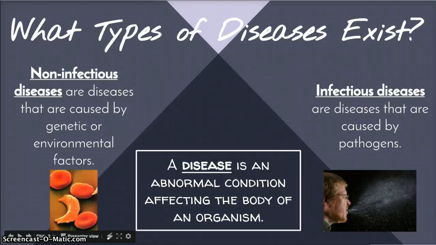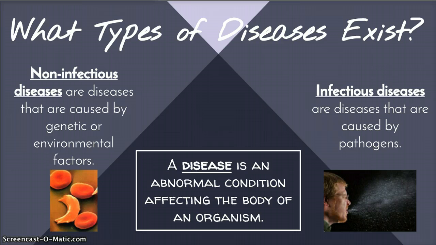There are different types of diseases that affect humans and other organisms. We're going to focus on diseases that affect humans and explore the different types. So, a disease is an abnormal condition affecting the body of an organism. It changes the homeostasis of your body and affects the functions so they are not as efficient. There are non-infectious and infectious diseases.